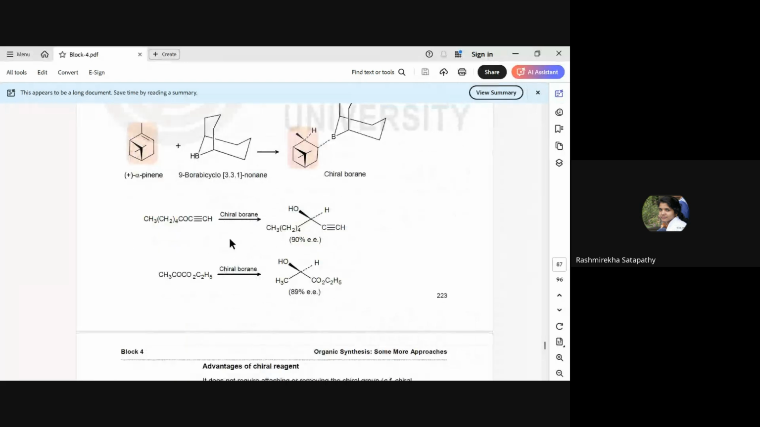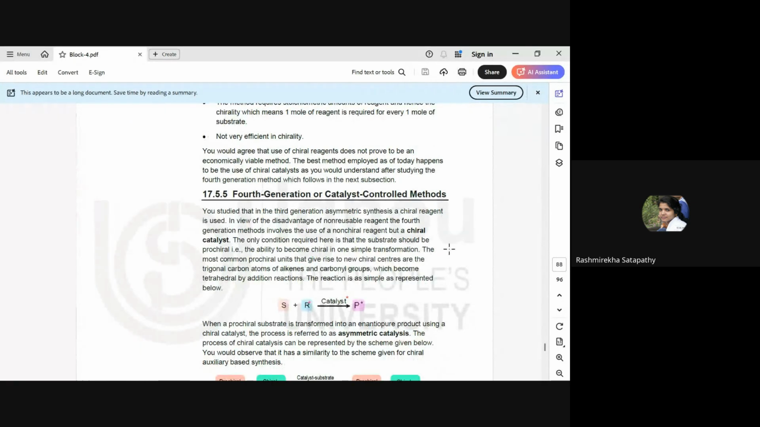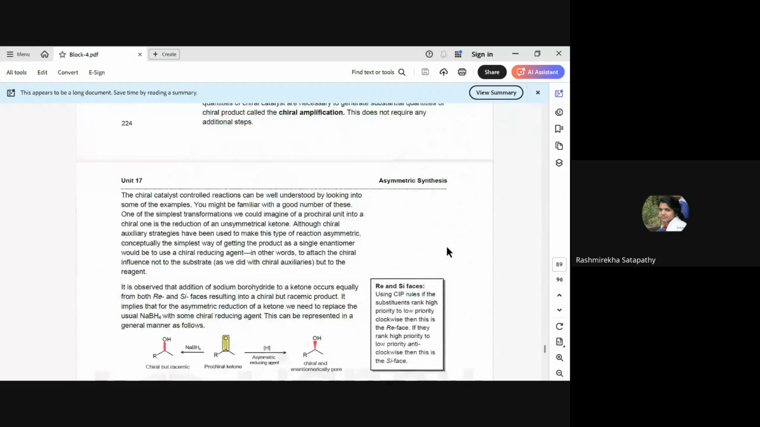If you treat with this alkyne and the chiral borane compound, this alcohol is formed with 90% enantiomeric excess. With this chiral borane, this is also formed. One compound is formed. It does not require attaching and removing the chiral group. Therefore, the reagent is commercially available. There are fewer synthetic steps. Fourth generation: catalyst control method.